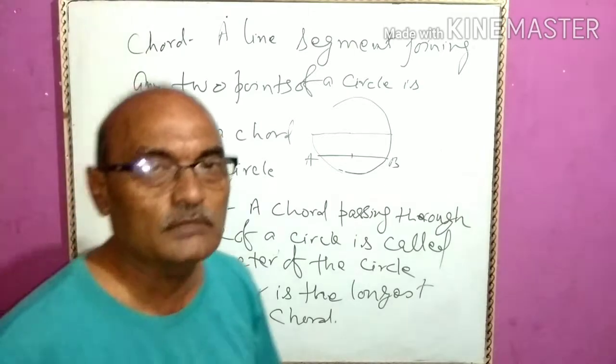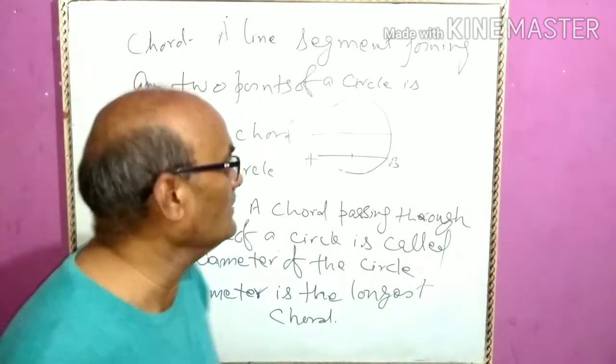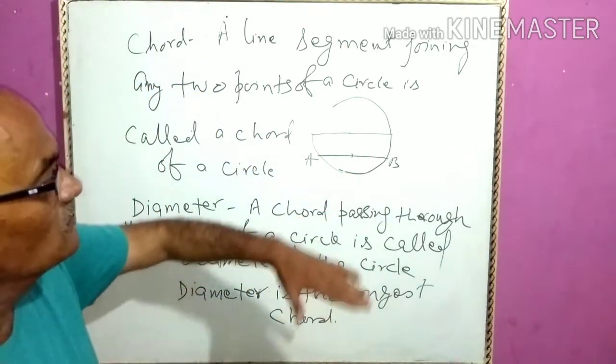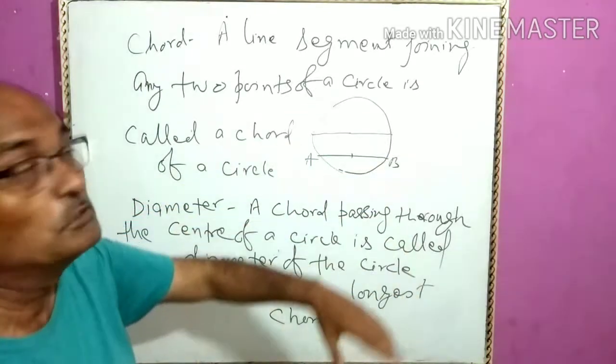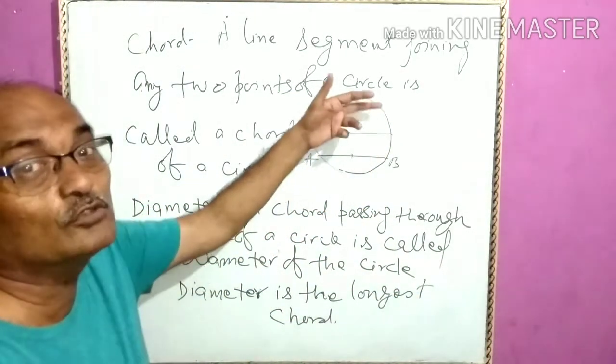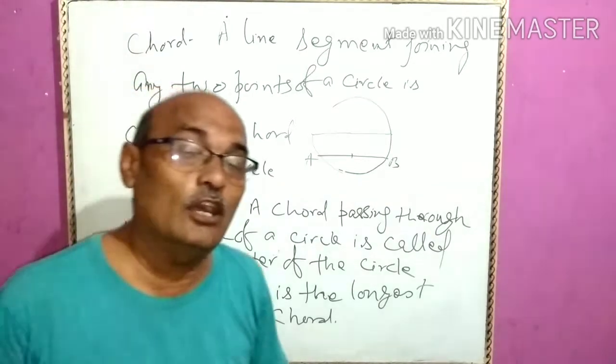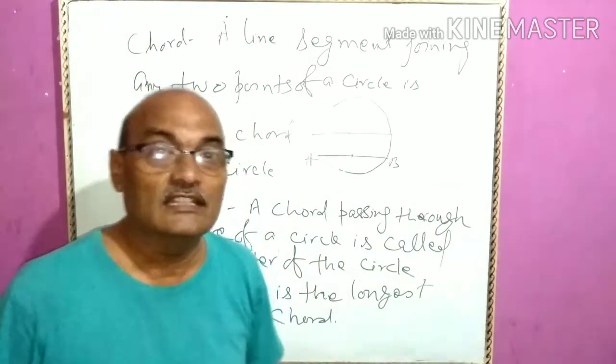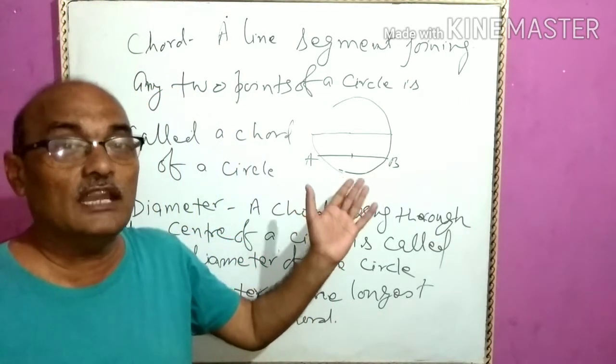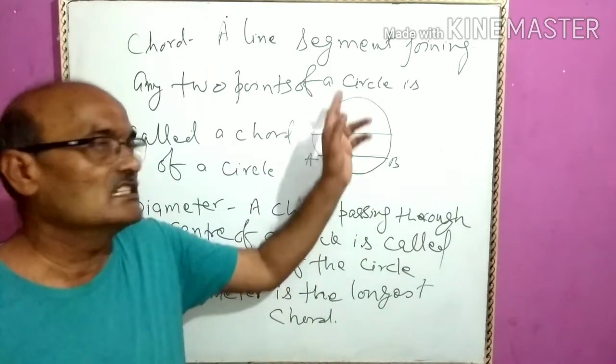Thales was the first mathematician who proved that the diameter bisects the circle, means it divides the circle into two parts. Now you can say how many diameters are there in a circle? There are infinitely many diameters in a circle.